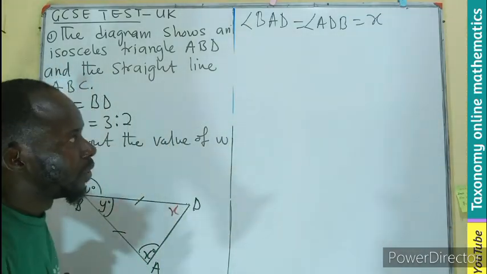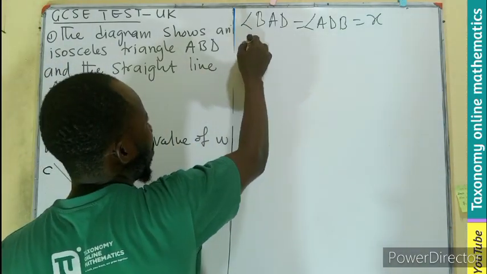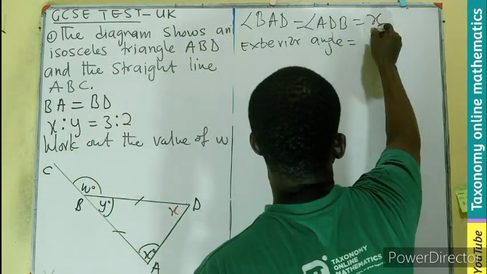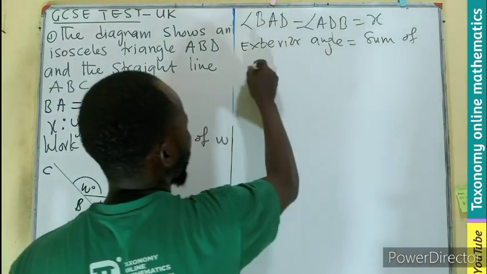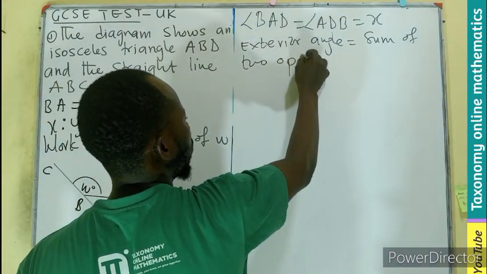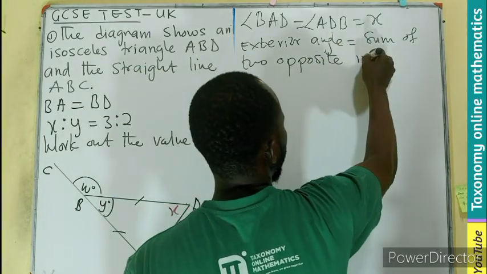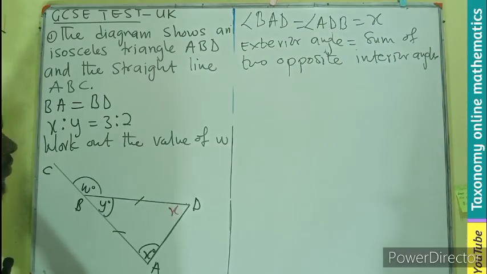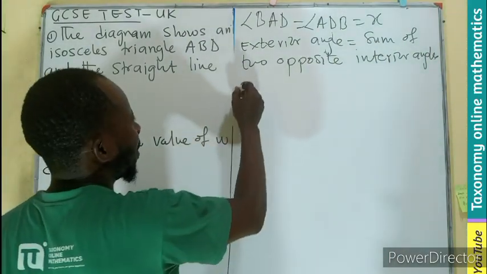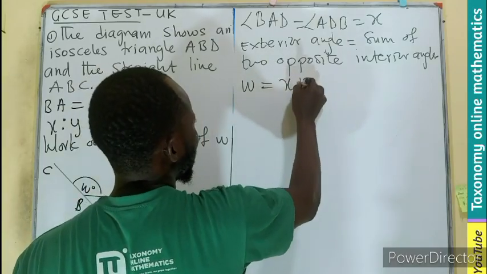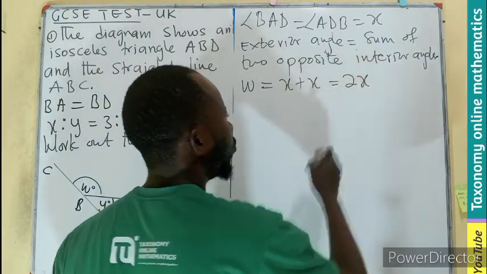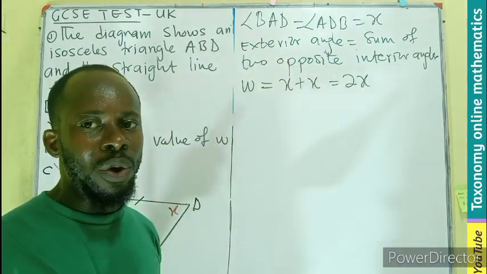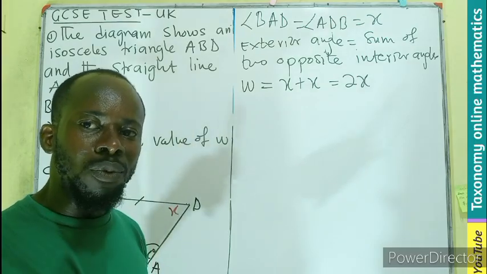So if that is the case, we can write that the exterior angle equals the sum of what? Two opposite interior angles. If that is it, then we can say that W will be equal to x plus x, equals to what? 2x. So my intention is to ignore the y and find the value of x. If I find the value of x, I am good to go.